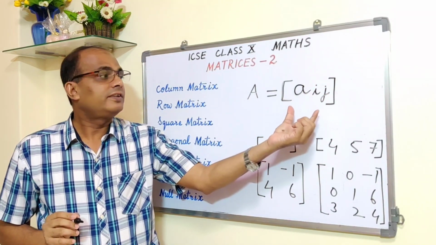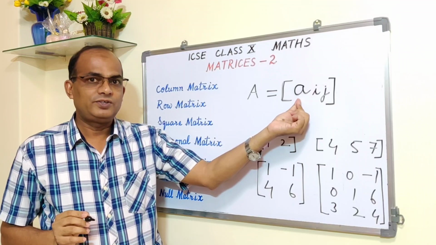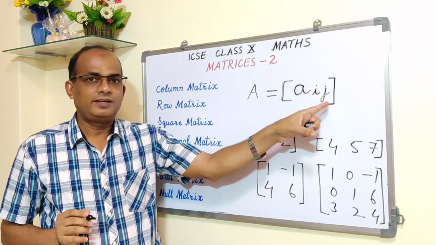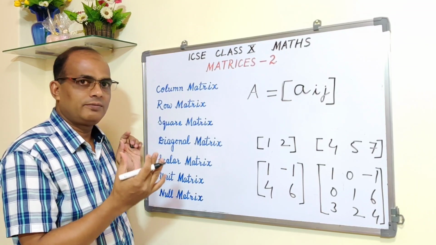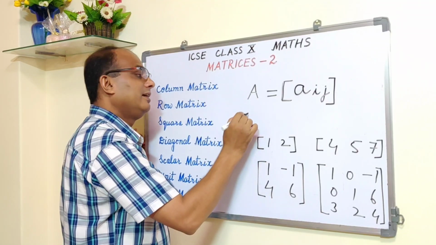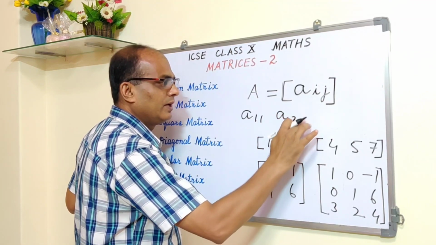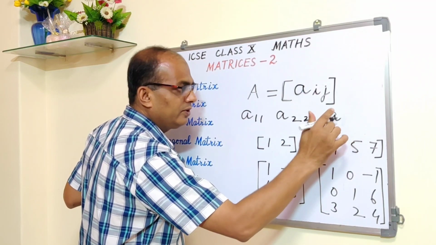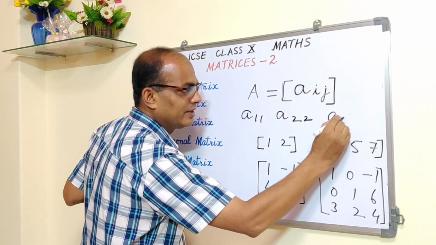This is a square matrix. A is the matrix. The elements are written generally as Aij, where i is the row and j is the column. You can give different values to i and j, and then you can write down the matrix. So if A is a square matrix, then the elements A11, A22 and A33 constitute the diagonal elements.